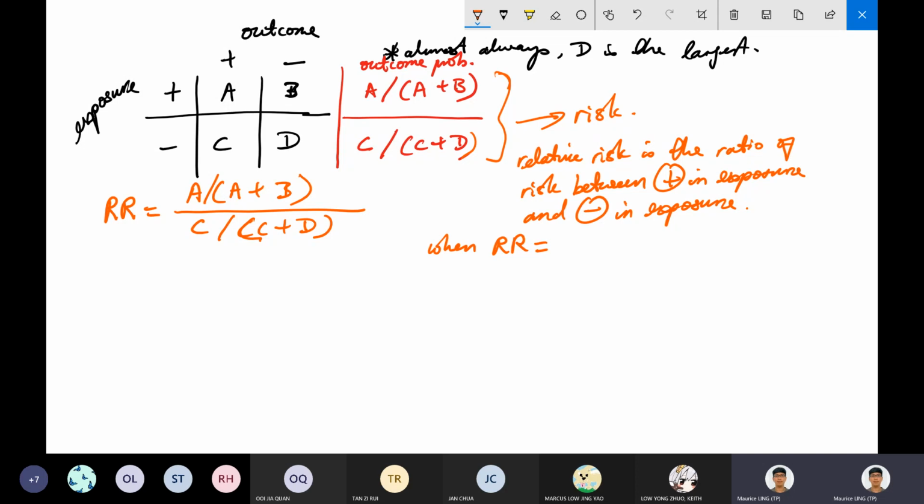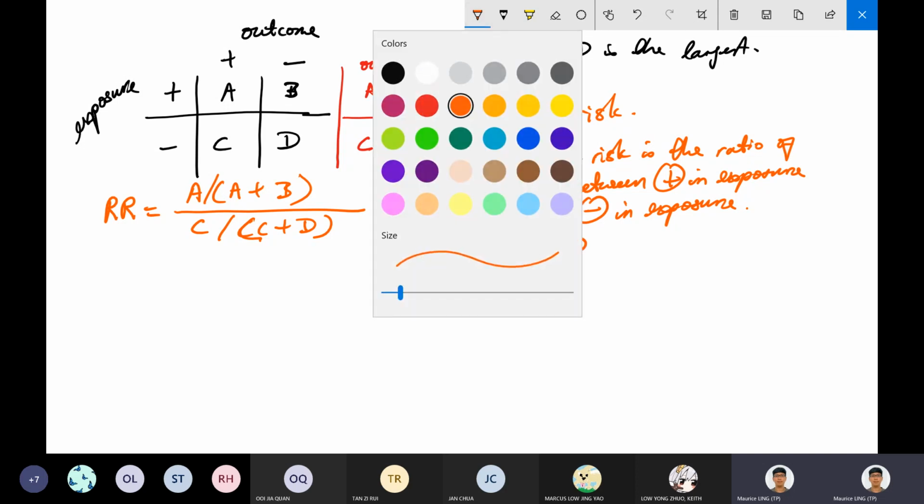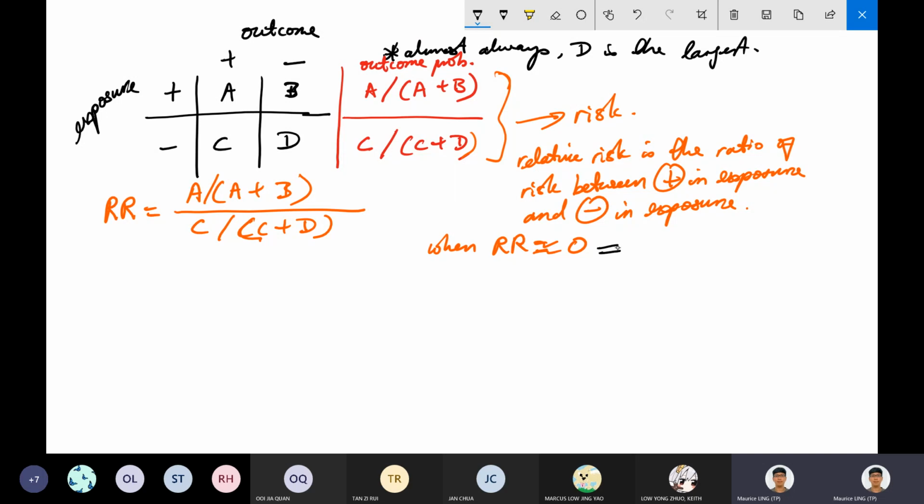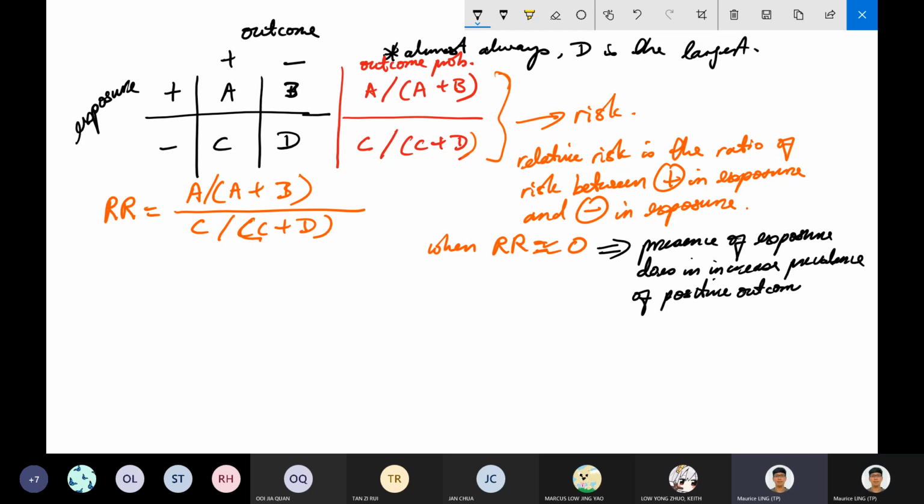So when relative risk equals to or close to 0, what it means is presence of exposure does not increase the prevalence of a positive outcome. That means whether you smoke or don't smoke, the chances of getting a lung disease at age 50 is the same. Then smoking has no effect. Make sense?